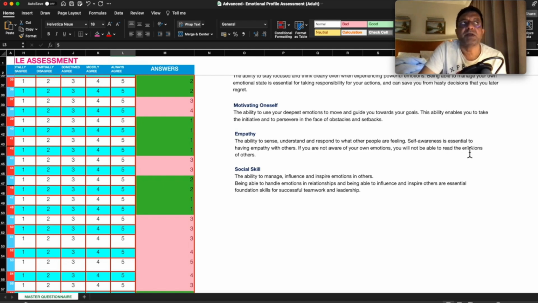In this world, we need to be able to connect to other human beings when we are working in this world. We all have relationships of all kinds. We have bosses, we have spouses, kids, parents, friends, family, colleagues. We need to be able to connect with them at the emotional level. Human beings are emotional beings first. Social skill, the ability to manage, influence, and inspire emotions in others. Ability to handle emotions in relationships, being able to influence the so-called influencers and inspire others are essential foundational skills, okay, we need to have.